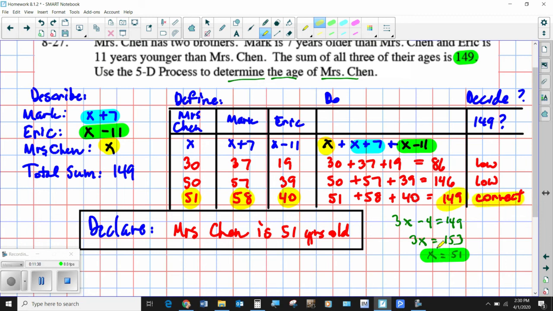So whether you decide to do the guess and check process or solve algebraically, as long as you get the correct answer, that's all that matters. But I think most of you are starting to see the benefits of setting this up algebraically and solving algebraically because it's so much faster, so much easier.